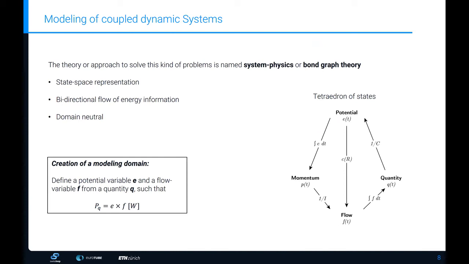There exists a very handy theory or approach to solve this kind of problem. It's called bond graph theory or system physics. I don't know which one you prefer. It's another approach to look at physics.